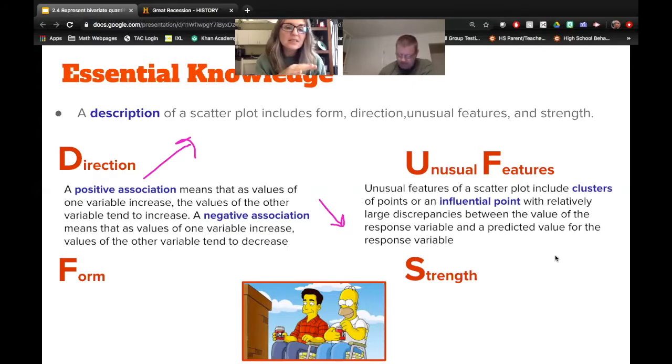So the first part is like, is it skewed? What's the direction it's going? And then the next part is like, is there anything weird on the graph? Do we have any outliers? Do we have any clusters? And then we're gonna go into form.